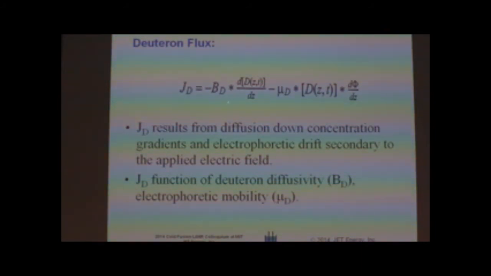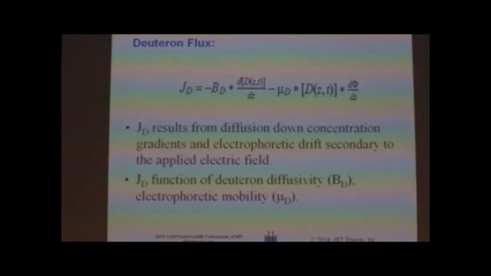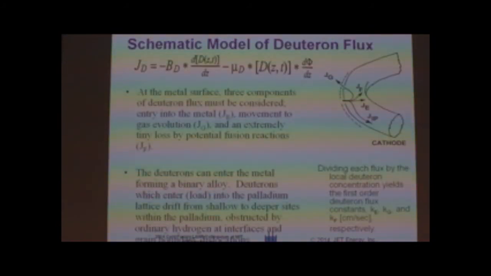There are two terms. One term comes from the concentration gradient. This is the diffusivity of the deuterons, and this is the gradient, so you know that if you have a pile of deuterons, they separate out and go right down the gradient. And the other term comes from the applied electric field, which is the first derivative in space of the electric potential, and that's multiplied by the local concentration of deuterons, and this is the electrophoretic mobility. So what we have is two terms that determine where the flow goes.